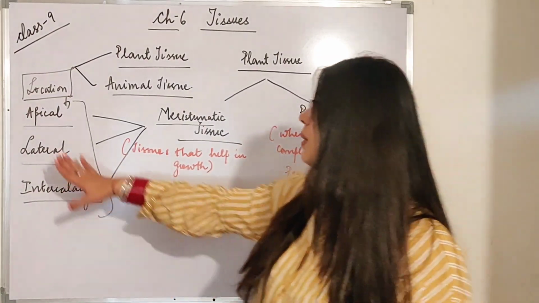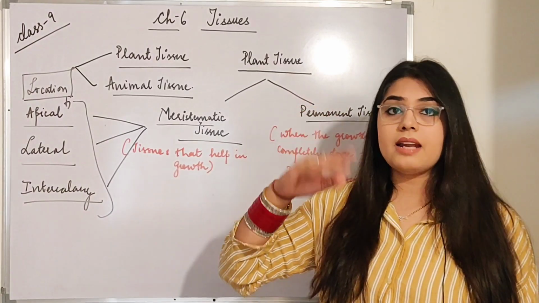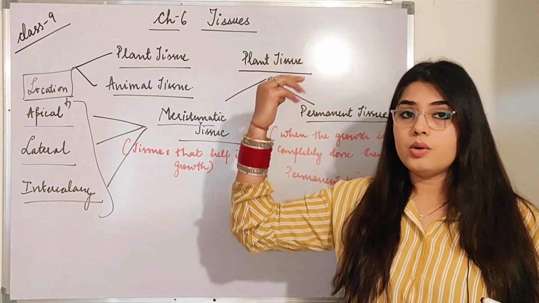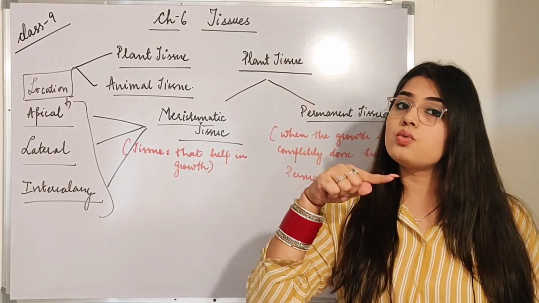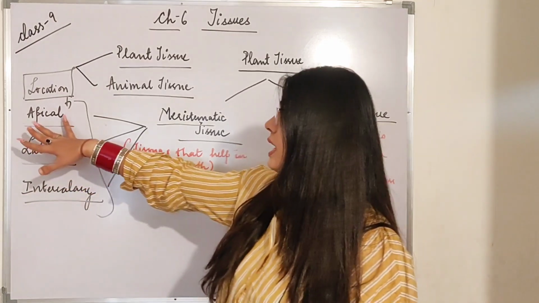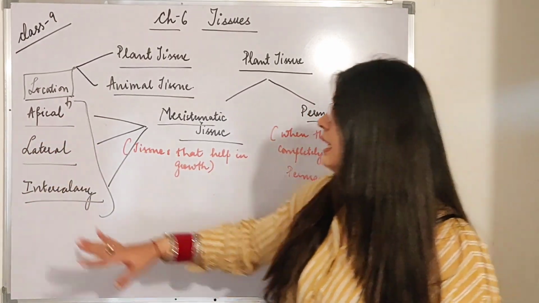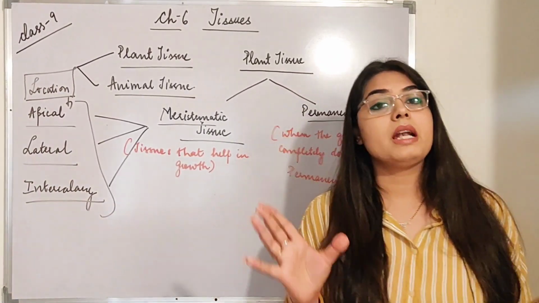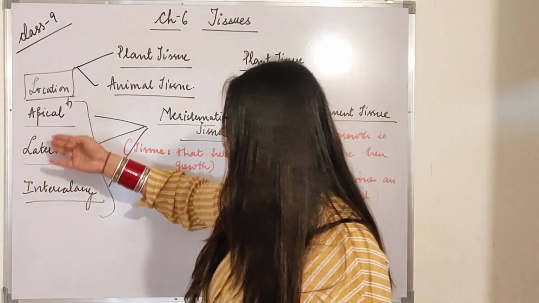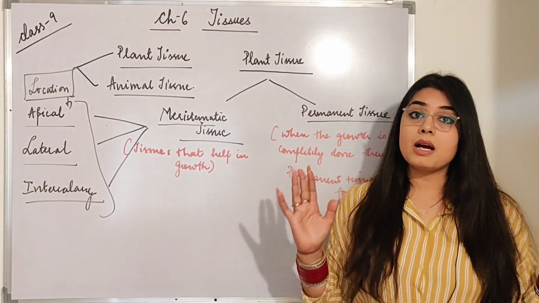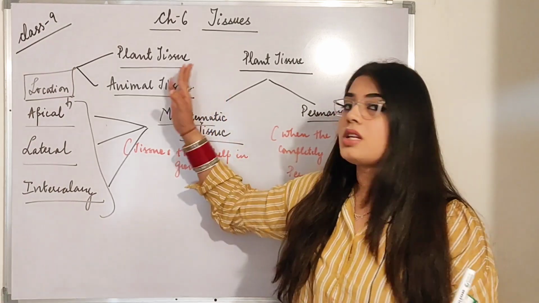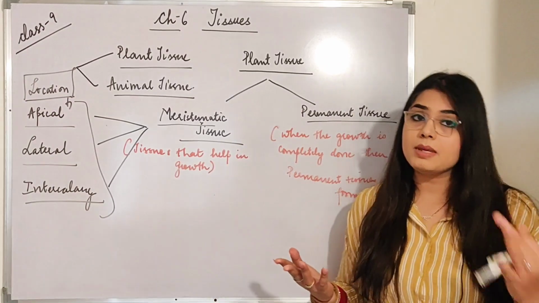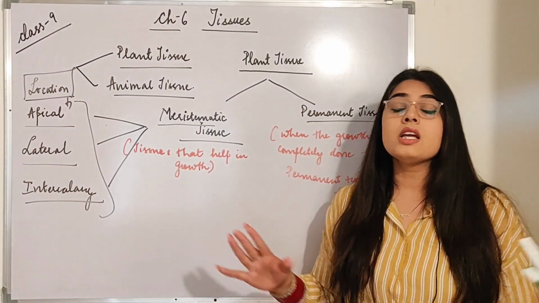The apical one is basically the tip. It can be on the root tip and also the shoot tip, from where the plant is growing. Roots go deep inside, so the shoot tip and the root tip are both known as the apical. Lateral means those present on the bottom part. Intercalary means those present in the middle part. I will explain these three in the next video in much more detail. Right now we are just covering the flow chart and understanding what it really means, so that you are not confused and you are easily learning it.